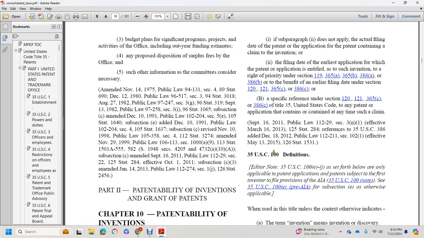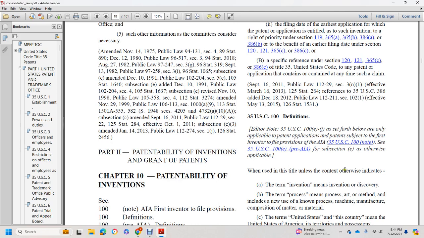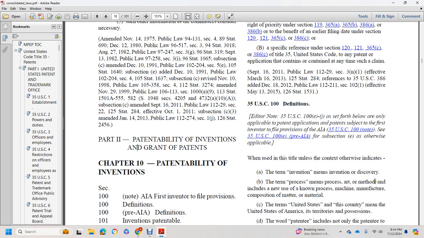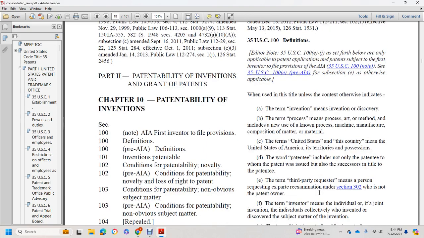Alright, Title 35 U.S. Code 100, definitions. When used in this title, unless the context otherwise indicates, the term invention means the invention or discovery. The term process means process, art, or method, and includes a new use of a known process, machine, manufacture, composition of matter, or material. The term United States means the United States of America, its territories and possessions. The term patentee includes not only the patentee to whom the patent was issued but also the successors in title to the patentee.